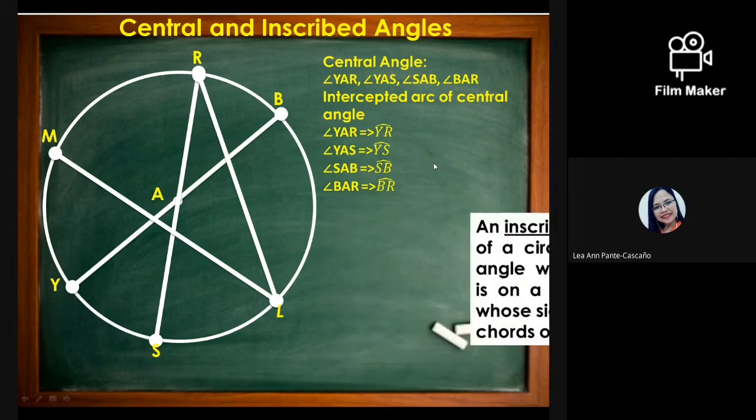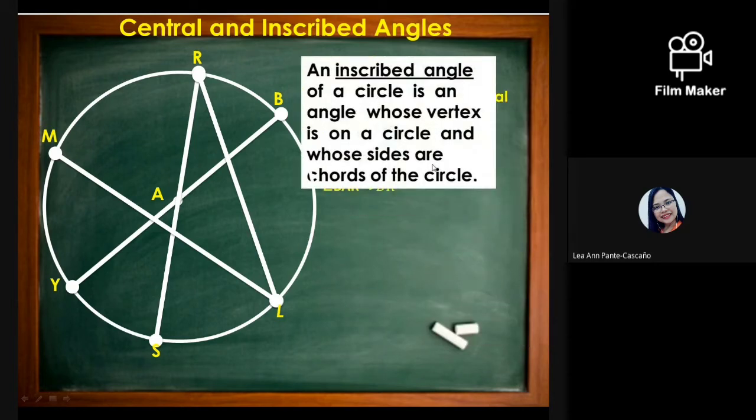Now, let's have the inscribed angle. An inscribed angle of a circle is an angle whose vertex is on a circle and whose sides are chords of the circle. Kung kanina yung vertex ng ating central angle nasa center, kaya siya tinawag na central angle. Dito naman daw po sa inscribed, ang kanya naman pong vertex ay makikita on this circumference of a circle. Ito mismo sa part na to. So, ano ba yung mga angles na form natin dito na ang kanyang vertex ay nasa mismong rim ng ating circle?